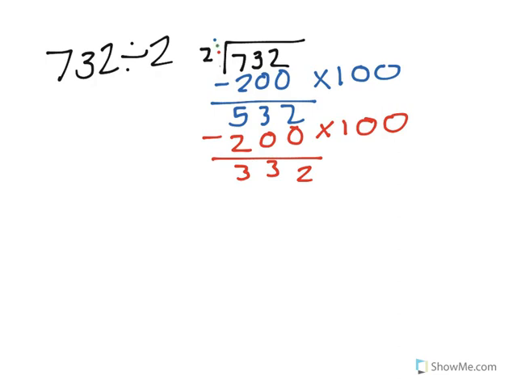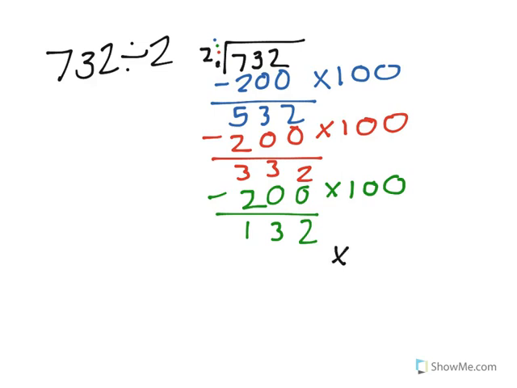Next, I need to continue this pattern. 2 times a number gives me something close to 332. Let's stick with 100. So now, I have 332, take away 200, which leaves me with 132. So now I need to find a number that I can multiply by 2 to get close to 132 without going over.